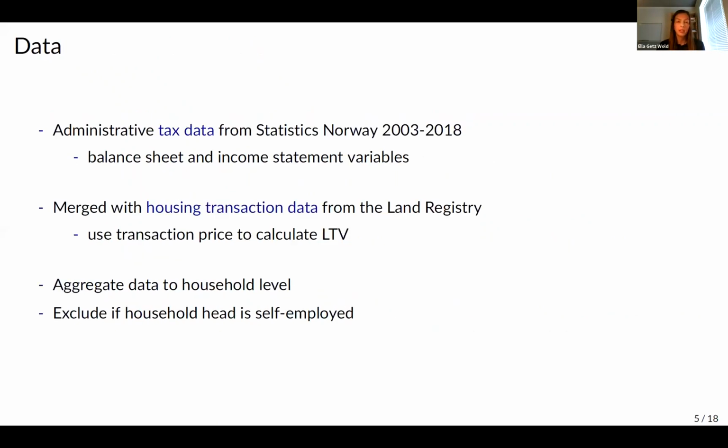So as I mentioned, we use administrative tax data from Statistics Norway. That gives us balance sheet information and income statement variables. This data set is merged with housing transaction data from the land registry. The main variable we get from that piece of the data set is the transaction price of the house, which we use to calculate LTV ratios. We aggregate all the data to the household level, and we follow much of the literature in excluding the household if the household head is self-employed.